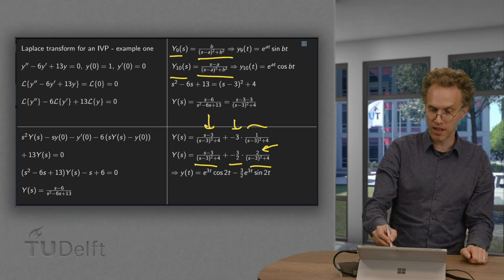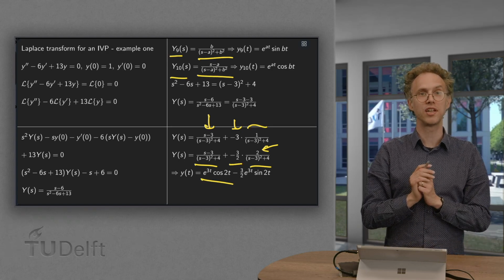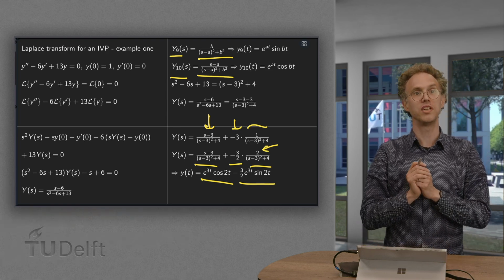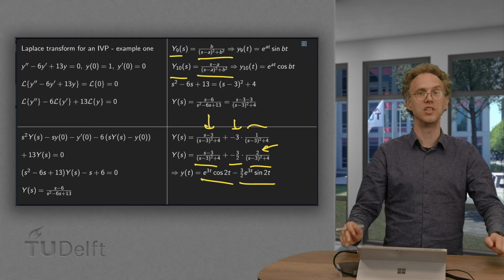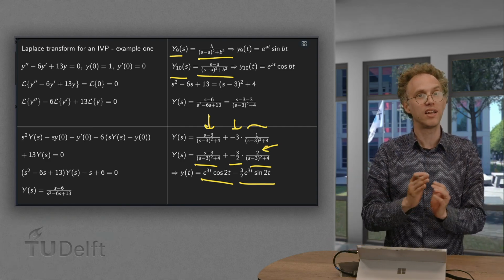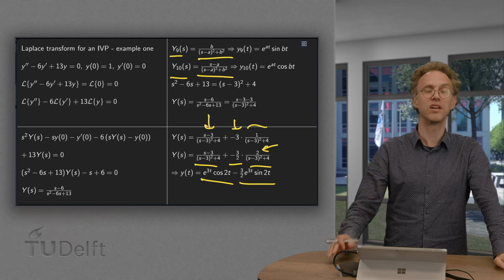So the first term gives us e to the power 3t times cosine 2t. And the second term, minus 3 over 2 times e to the power 3t times sine 2t. So there we have transformed our solution back, and there we have our y(t) using our table.